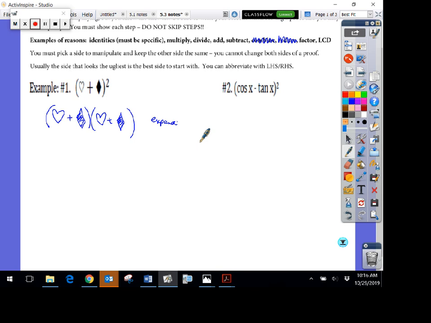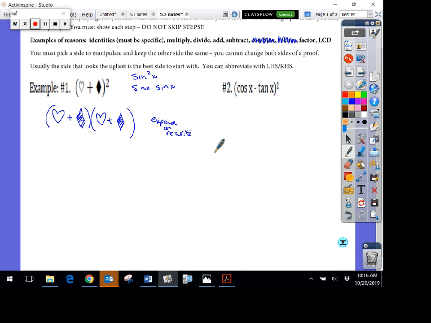I did not factor that. I didn't do anything, I just rewrite. Okay, expand. I rewrote it in a different way. Like if I have sine squared x, that could be sine x times sine x. That's an expand. Or I could call that a rewrite. Either one of those would work.